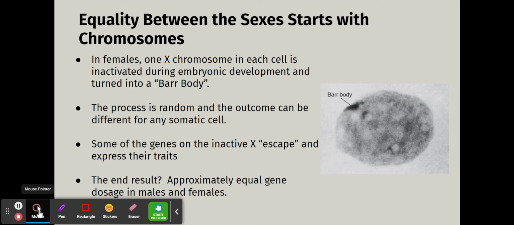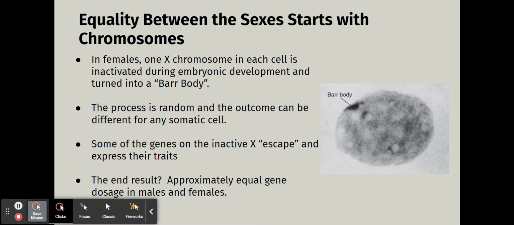So the process is considered to be random, and the outcome can be different for any given somatic cell. It happens in each cell independently of the other cells. So it's not like one X chromosome is chosen for everybody. It is chosen in each cell. It happens early enough in embryonic development that it will give rise to many other cells. So you'll see the same pattern in a lot of different tissue types and things like that.